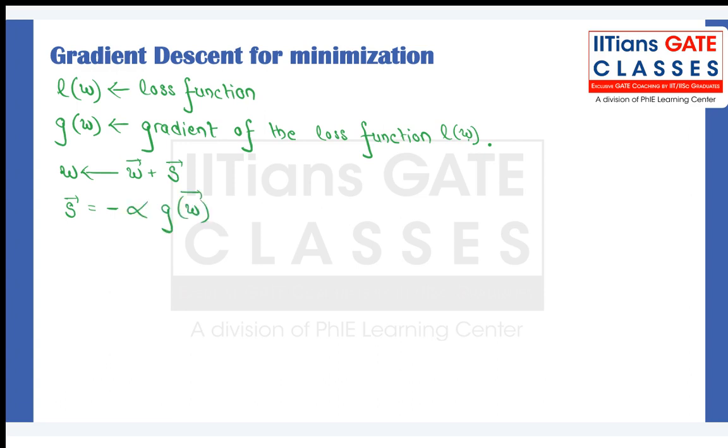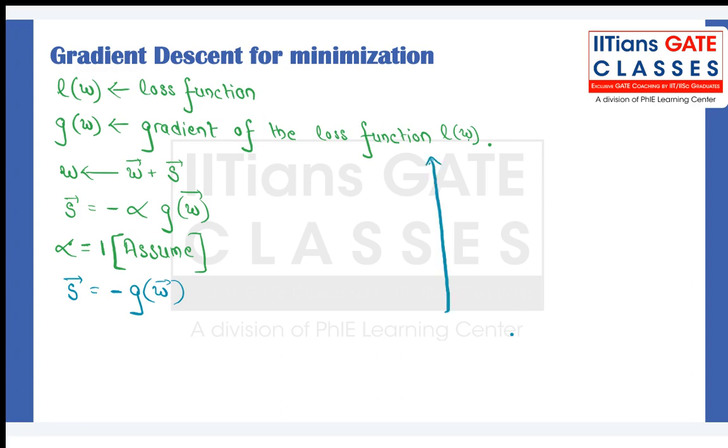Okay. For now, forget about alpha. Let's say alpha is 1. Then my S is nothing but minus GW, which also means I'm going in the opposite direction of the gradient. How? See, very interesting. Just follow with me.